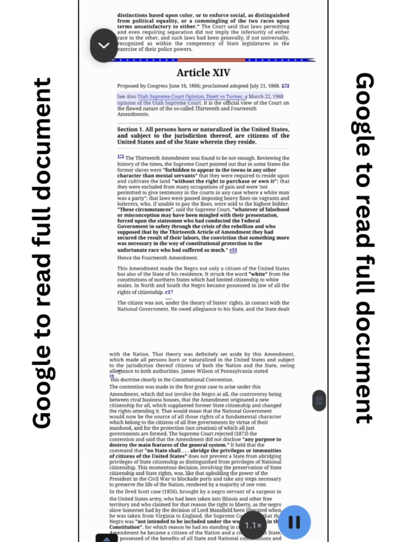171. See also Utah Supreme Court Opinion, Dyett v. Turner, a March 22, 1968 opinion of the Utah Supreme Court. It is the official view of the court on the flawed nature of the so-called 13th and 14th Amendments. Distinctions based upon color, or to enforce social, as distinguished from political equality, or a commingling of the two races upon terms unsatisfactory to either. The court said that laws permitting and even requiring separation did not imply the inferiority of either race to the other, and such laws had been generally, if not universally, recognized as within the competency of state legislatures in the exercise of their police powers.